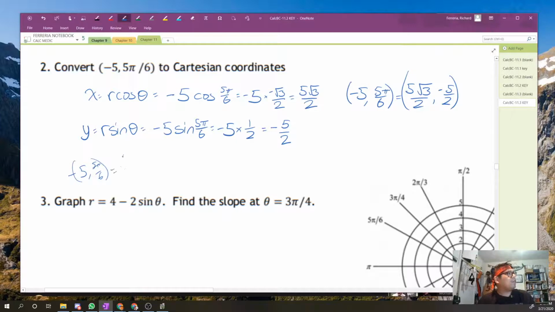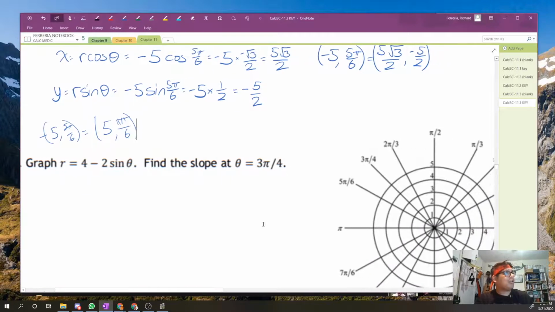That's equivalent to positive 5 and 11 pi over 6, which puts us in quadrant 4. Is this a coordinate in quadrant 4? Yes, it is. We are all good to go.